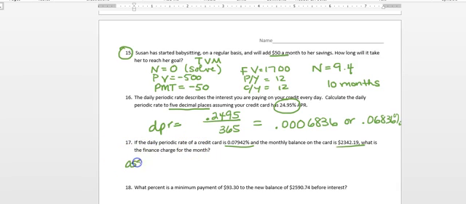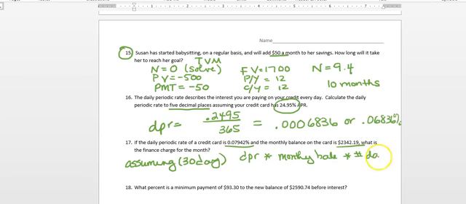Assuming that we are in a 30-day billing cycle, what you want to do is take your DPR times your average monthly balance and multiply it by the number of days in the cycle. So in this case, it would be 0.0007942. You've got to convert the percent to a decimal, times 2342.19 times 30 days. So your finance charges are going to be $55.81.